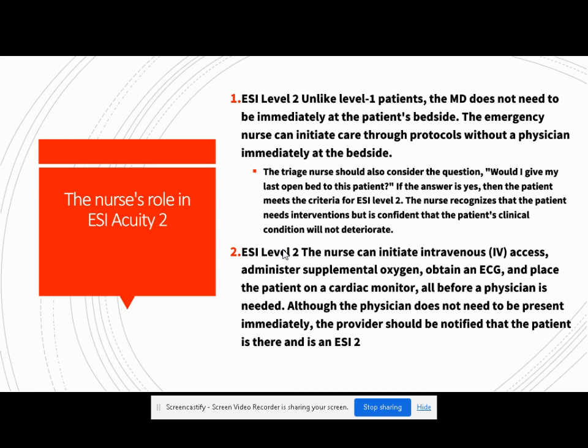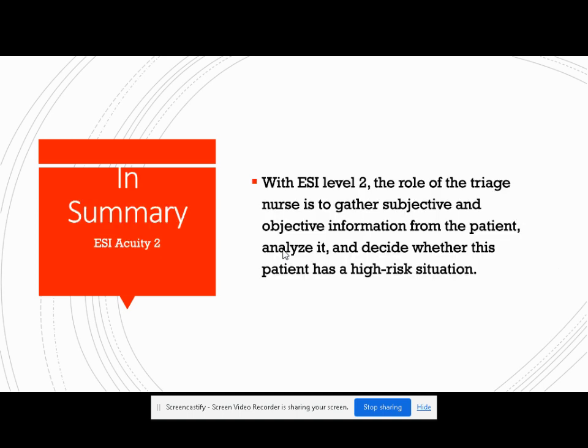With ESI level 2, the nurse can initiate intravenous access, administer supplemental oxygen, obtain an EKG, and place the patient on a cardiac monitor, all before the physician gets there. Although the physician does not need to be present immediately, the provider should be notified that the patient is in the room and that they are considered level 2. So in summary, with ESI level 2, the role of the triage nurse is to gather subjective and objective information from the patient, analyze it, and decide whether or not the patient is at high risk. Okay, so that is the highlighting of ESI level 2.